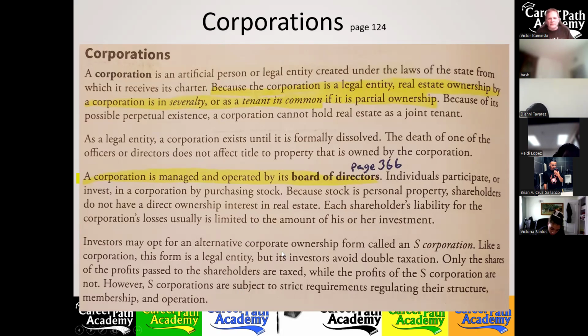Okay, here they talk about an LLC. Investors may opt for an alternative corporate structure called an S corporation. Like a corporation, this form of legal entity, it is a form of legal entity, but its investors avoid double taxation. Only the shares of the profits passed through to the shareholders are taxed, while the profits of the S corporation are not. However, S corporations are subject to strict requirements regulating their structure, membership, and operation. So you do have to keep up more paperwork than just a regular LLC, but it's a little bit less than a formal corporation. It's an S corp.